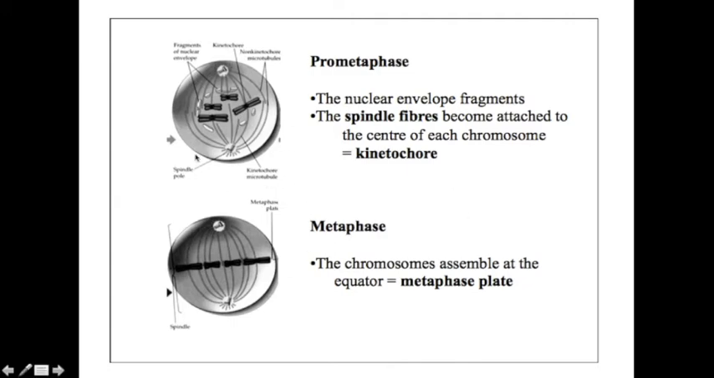Also during metaphase, once they've attached, the spindle fibers will actually move them so that they're positioned along the center of the cell in a straight line. So they're able to line each chromosome in a single file along the center, along an invisible line called the metaphase plate.